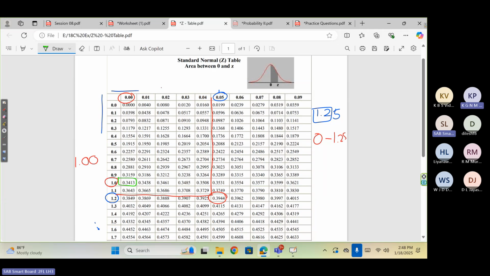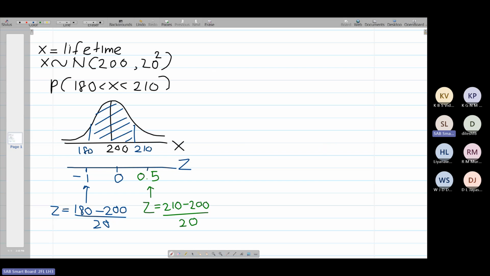0.3413. Then which area is that? 0 to minus 1. Is it clear? We found the probability value when Z equals 1. The probability from 0 to this is 0.3413. It's clear? Then one side is okay now, we got the probability.